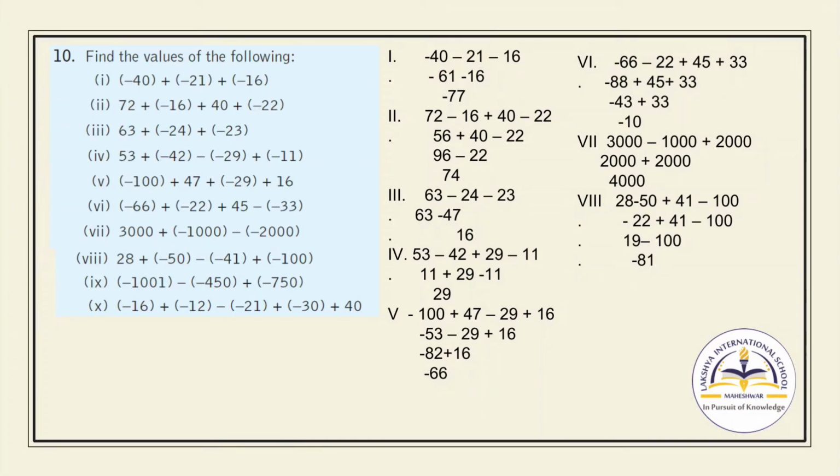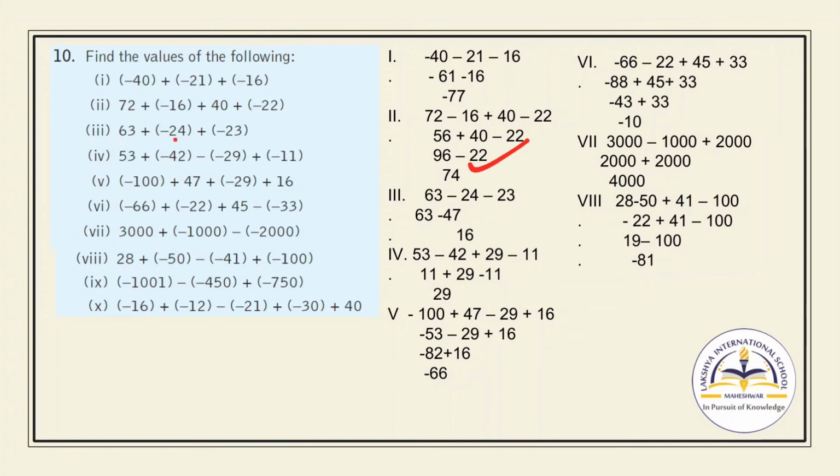Now we will solve question number 2. 72 plus minus minus 16. Plus 40 as it is, plus minus is minus, so minus 22. Now first we will solve this one. 72 minus 16 is 56. In the next step you have to write 56. Now 56 plus 40 is 96. Now 96 minus 22 is 74. Our answer.